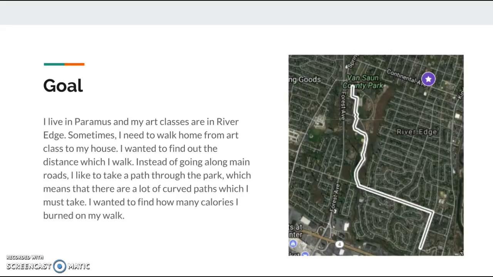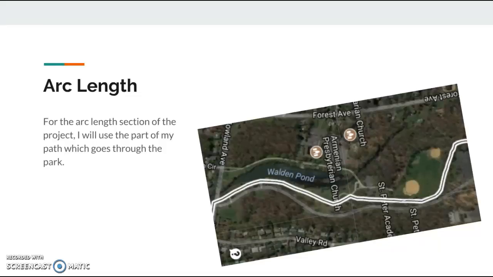The goal of this project is to see how many calories I burn during this walk. Let's just say that I don't walk too much after school, and I wanted to see how much this walk contributed to overall calorie burn throughout the day. So the section of my walk that I'll be using for the arc length calculation is the majority of my walk through Van Sound Park, past the pond, and which goes closer to my house.